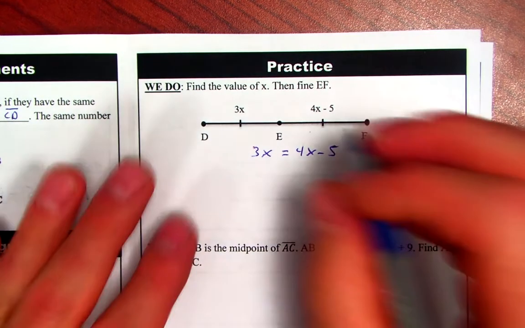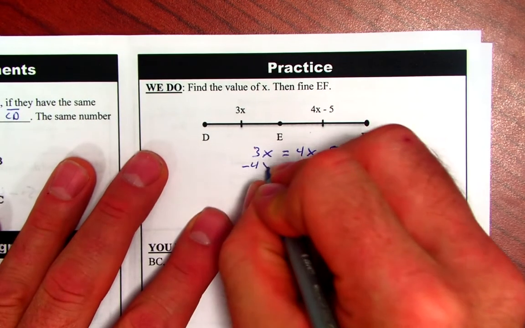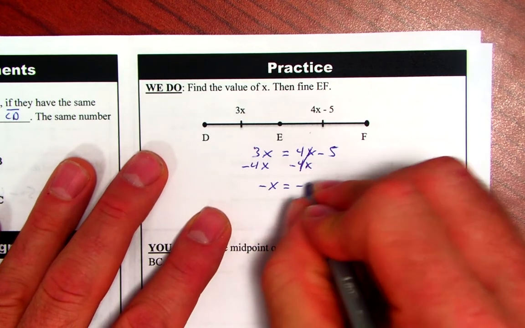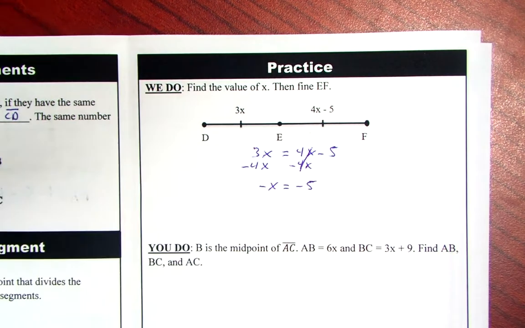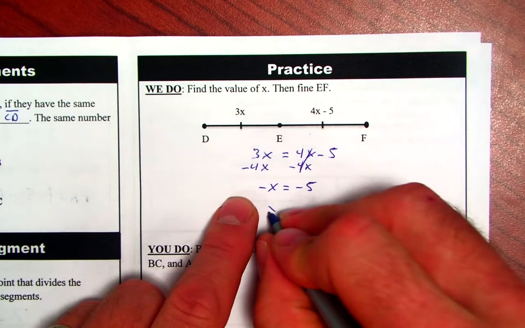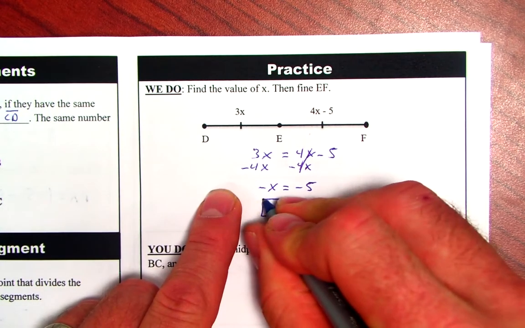And now we just do a little algebra. Let's say we move 4x over. We're going to get a negative x, but that's okay. We get negative x equals negative 5. If you take the opposite of the left side, take the opposite of the right side, and you get x equals positive 5. Okay, so that was one answer we needed.